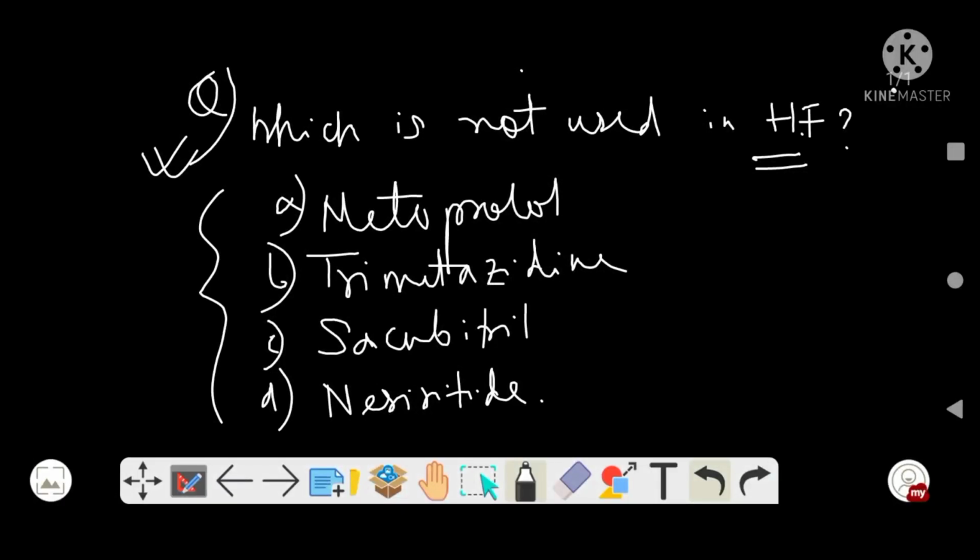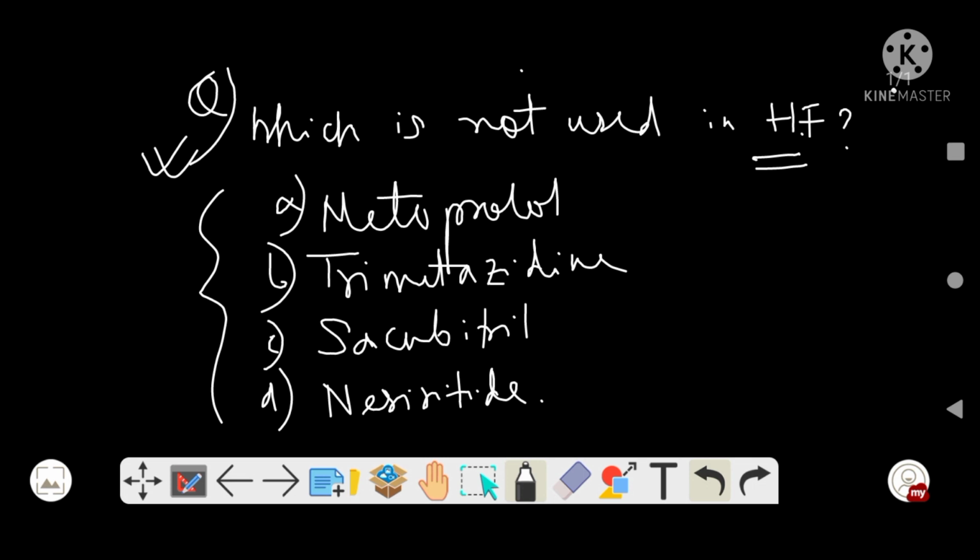Which of the drugs is not used in heart failure? Option A was metoprolol, option B was trimetazidine, option C sacubitril, option D nesiritide. We will see the individual drugs and come to the conclusion which one of these is not used in heart failure and why.